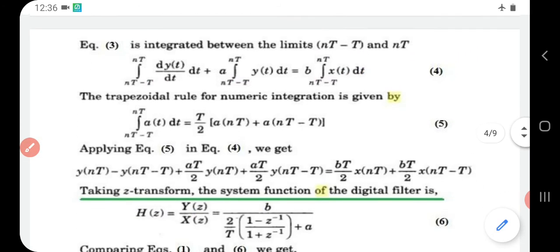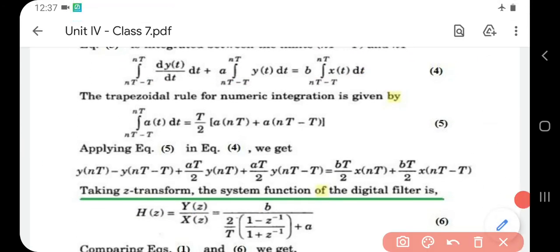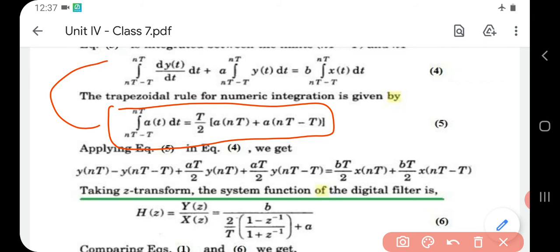Now we have the trapezoidal rule. Suppose that you have a function a(t) dt, integrated between the limits nT minus T to nT, then the formula is like this. Now we apply this trapezoidal rule or formula to each of the terms in equation 4 so as to get this.